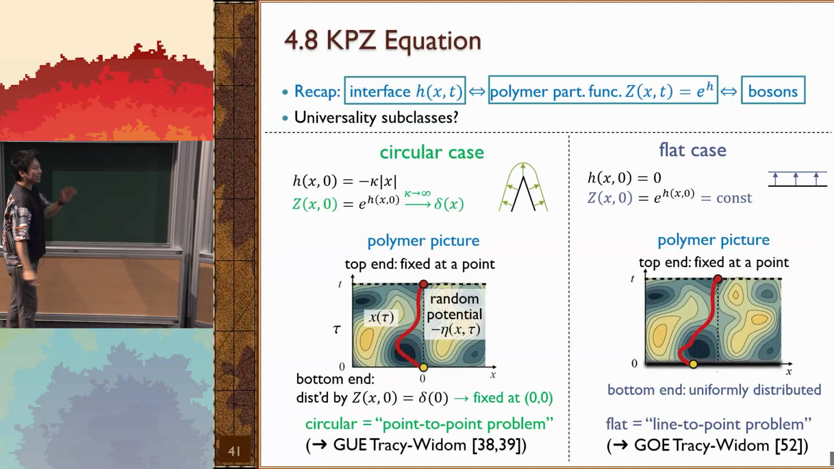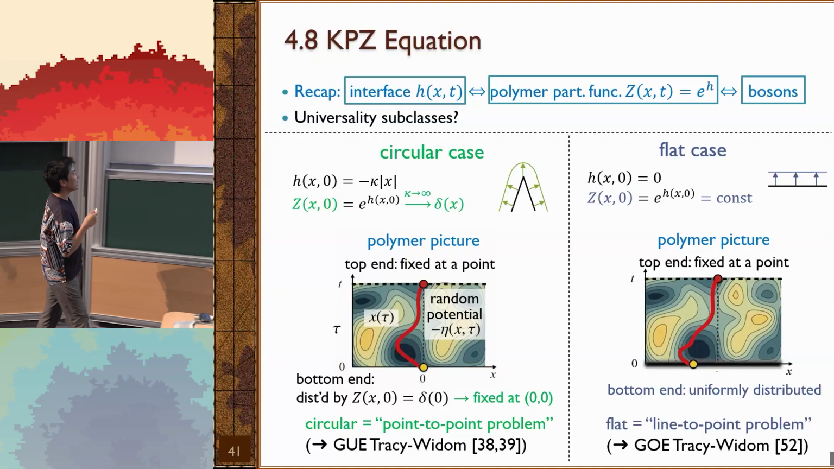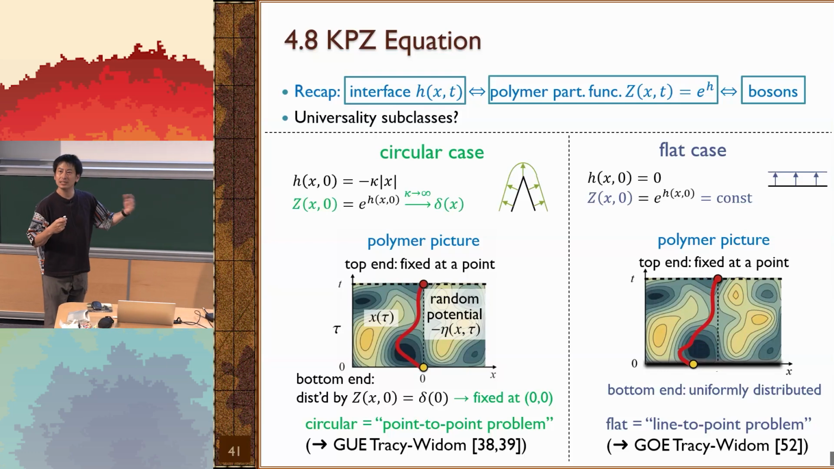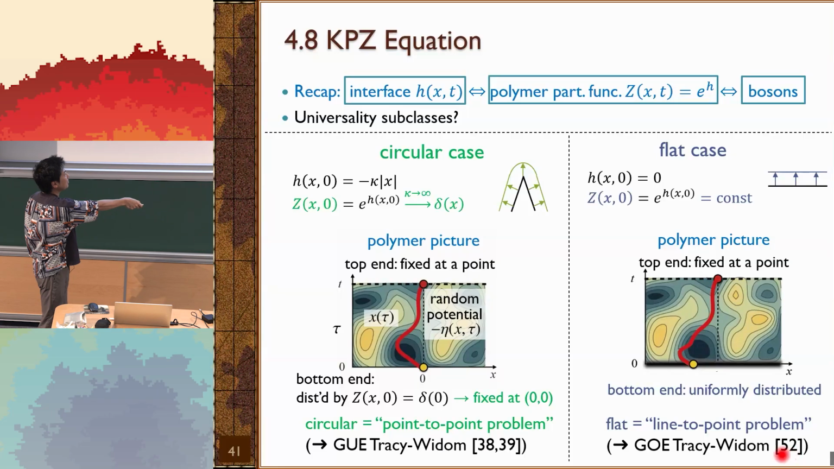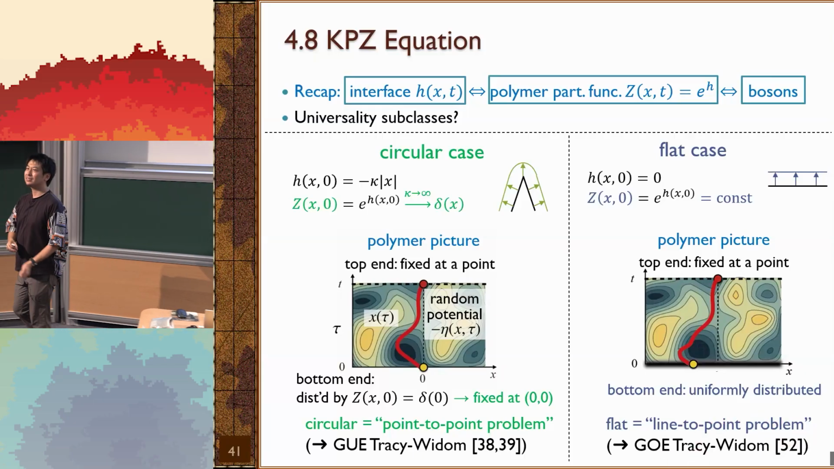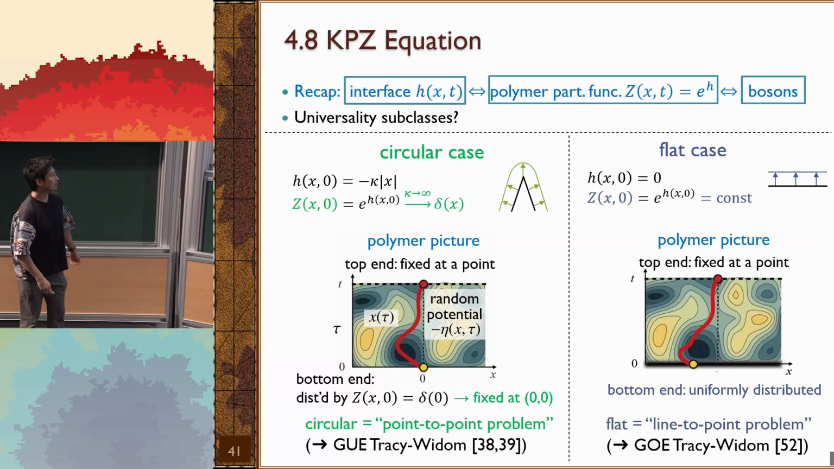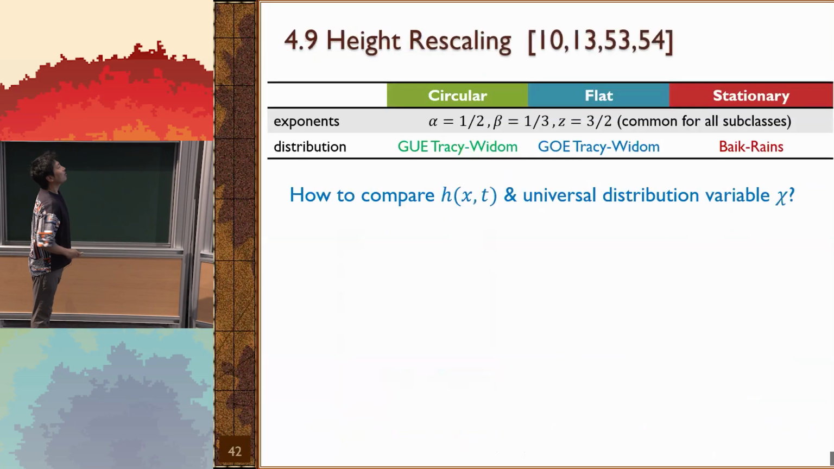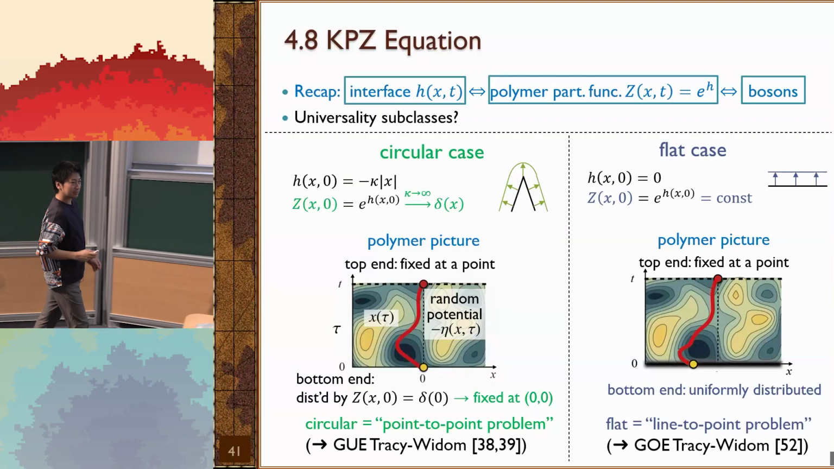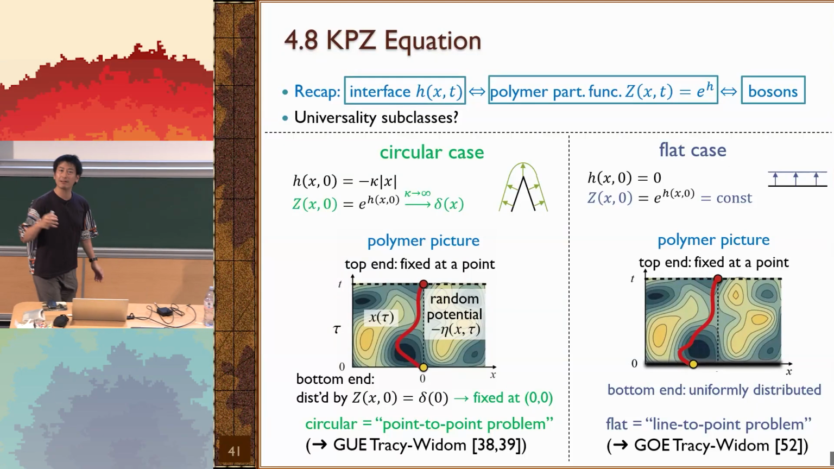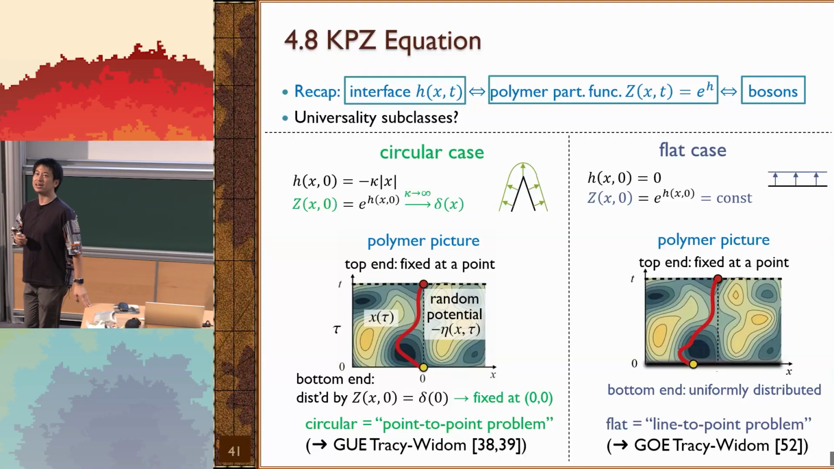Okay, and I don't explain in detail, but again, by using the Bethe-Ansatz approach, this paper by Le Doussal and Calabrese showed the GOE Tracy-Widom distribution for this case. Okay, so this is about the KPZ equation. If you have questions, maybe you can ask.